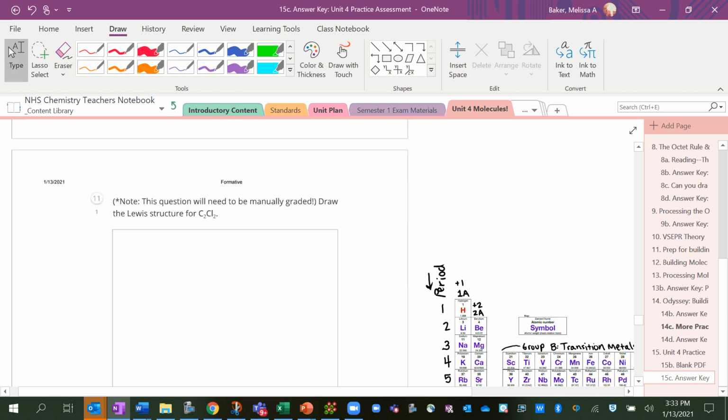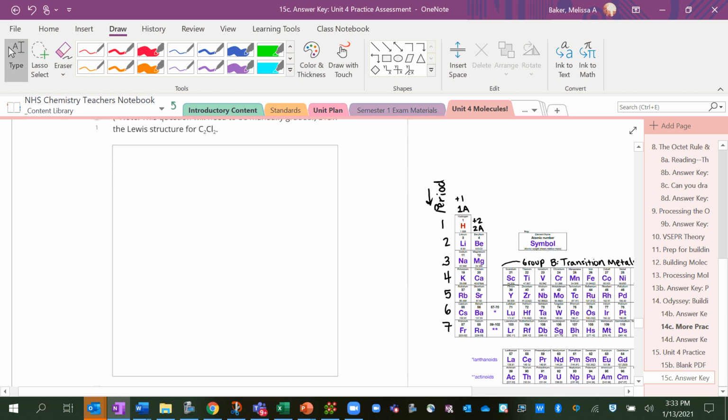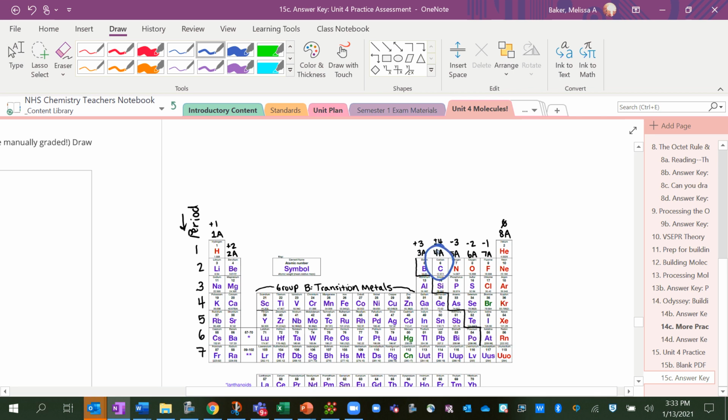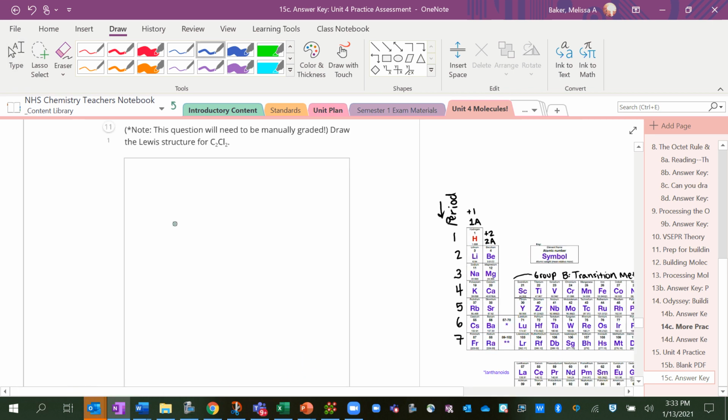Draw the Lewis structure for C2Cl2. Okay, let's go to the periodic table. Carbon's in group 4A, so it's going to get 4 dots. Chlorine is in group 7A, so it's going to get 7 dots. Molecules like to be symmetrical, so I'm going to draw my carbons in the middle, and then I'm going to draw my chlorines, which each have 7 dots, on the 2 sides, showing the lonely electrons pointing toward the carbons.